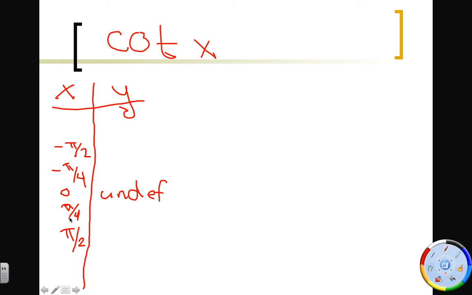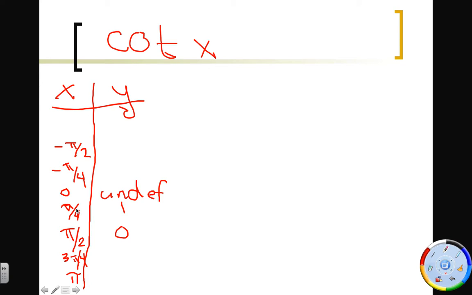Okay, so cotangent of pi fourths is going to be 1. And again, you can use your hand trick. You can use your circle. If you're using your circle, it's the x coordinate over the y coordinate. And then cotangent of pi halves is going to be 0. Well, I need two asymptotes to define 1 period. So I need to go farther. I need to go 3 pi fourths. And I need to go to pi.